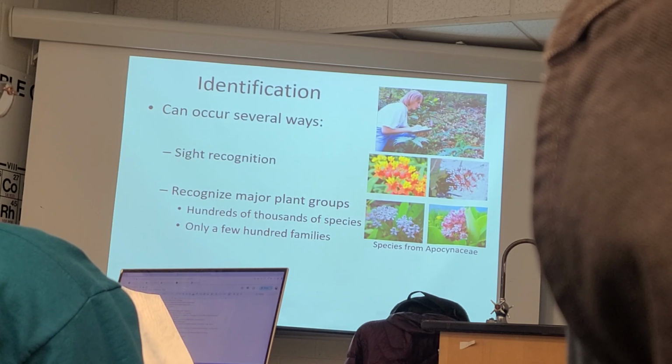If you've never seen this plant at all, and you don't have the skills to key it out, you have no way of finding it out unless you go find somebody that does know it. So this is something that can be very useful.